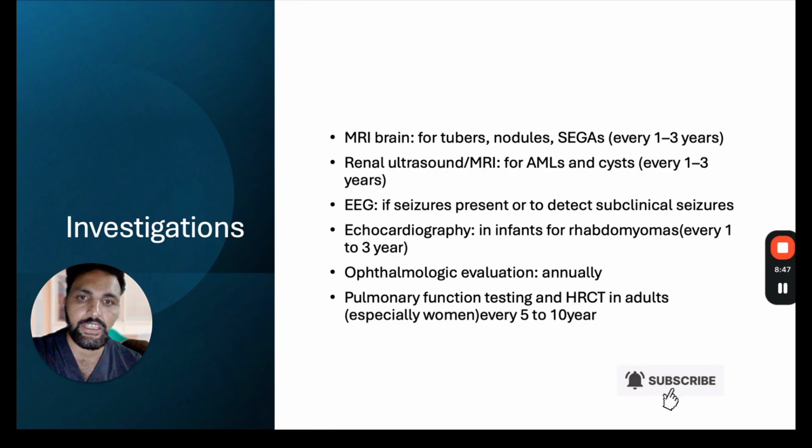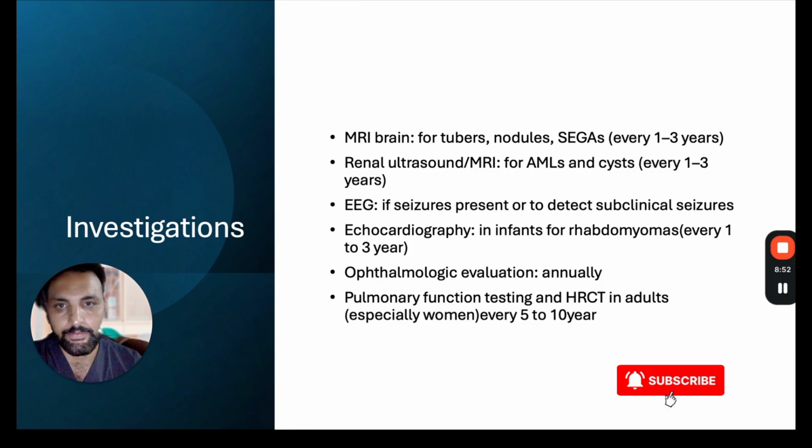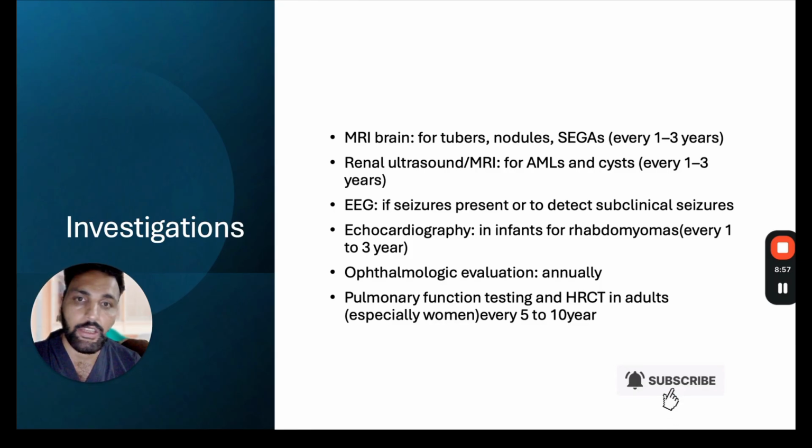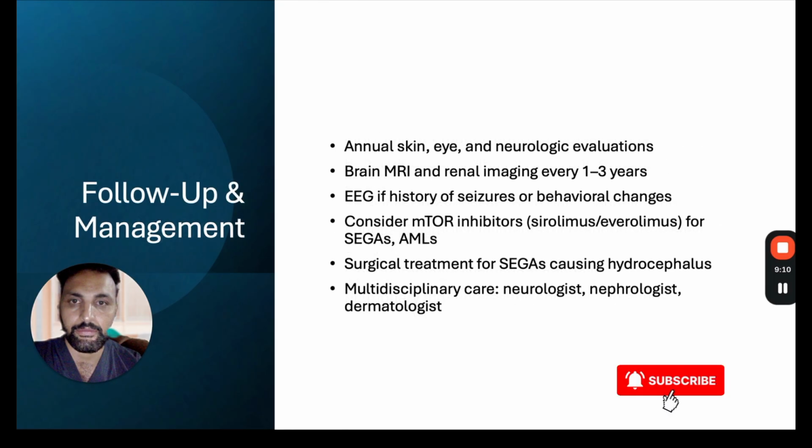EEG if seizure is present, to detect subclinical seizures, especially infantile spasm. Echocardiography and ECG for rhabdomyomas, and echo can be done every 1 to 3 years. Ophthalmological evaluation annually, and pulmonary function test and HRCT in adults, especially women, every 5 to 10 years.